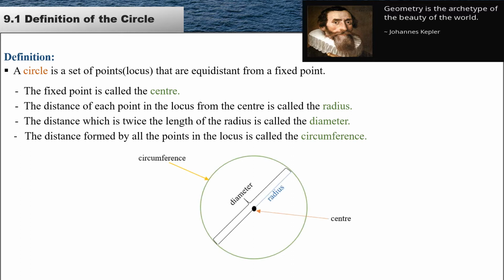So what does that look like? It looks like this. All right, and the locus would be all the points that go around and form what is called the circumference. The diameter is twice the radius, this length here, and then the radius, well, that is the fixed, that is the consistent distance between any point on the circumference and the center.